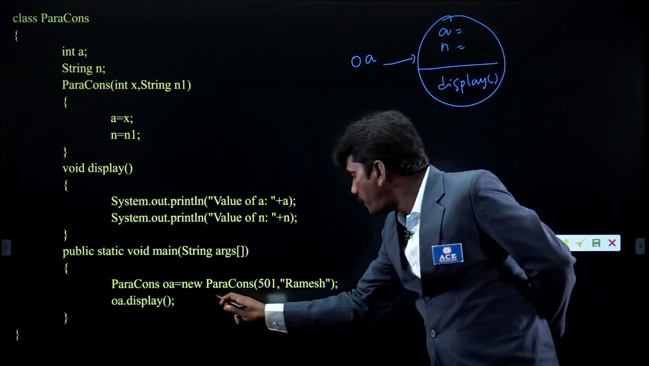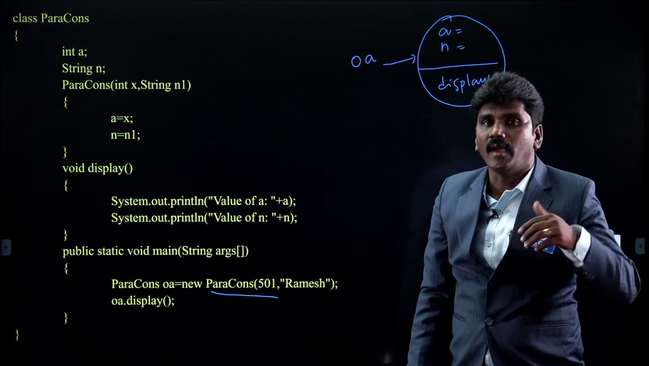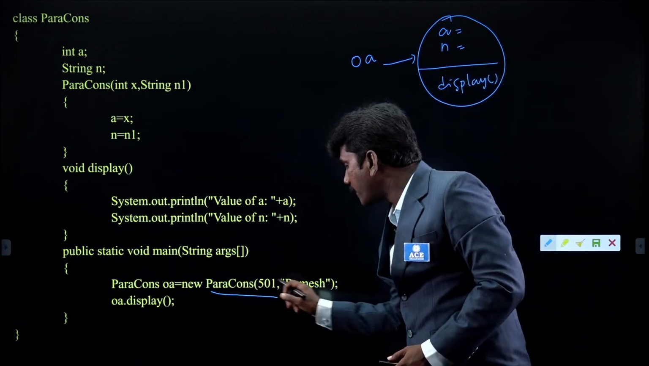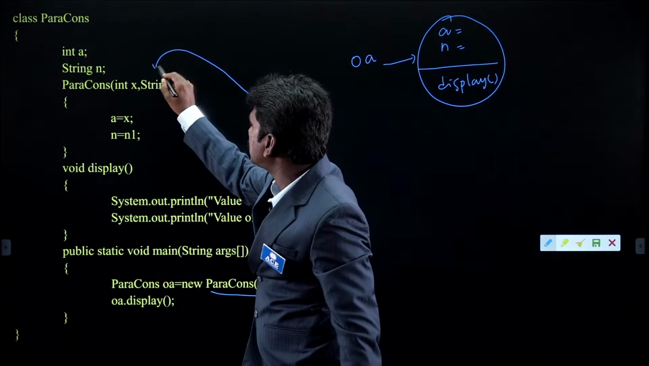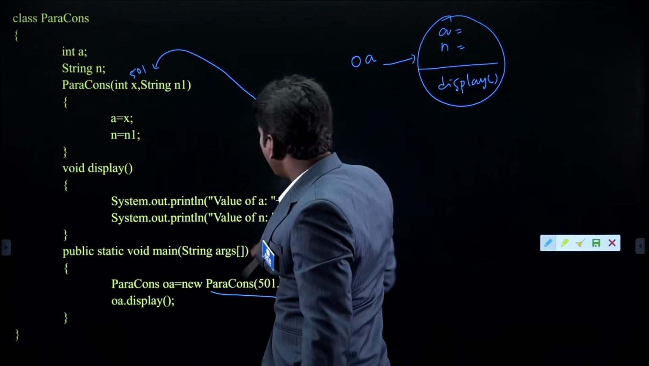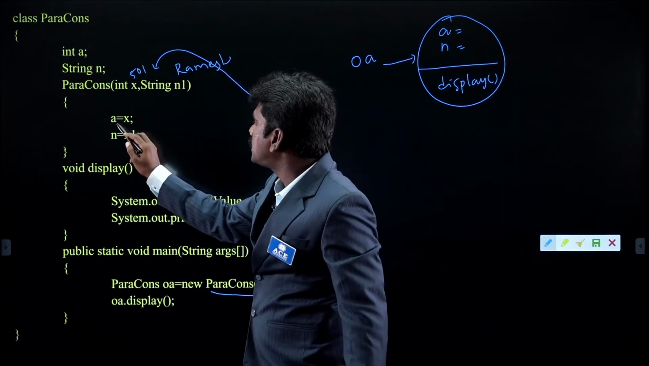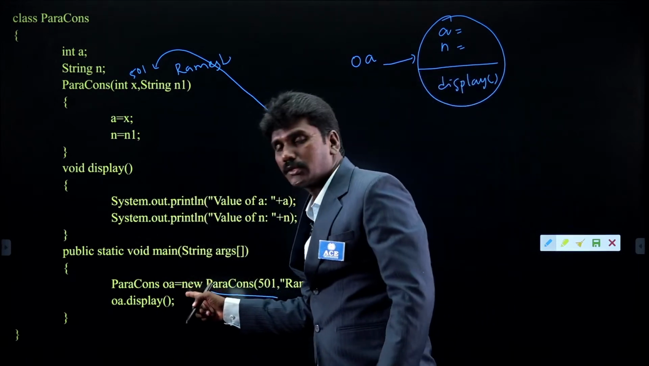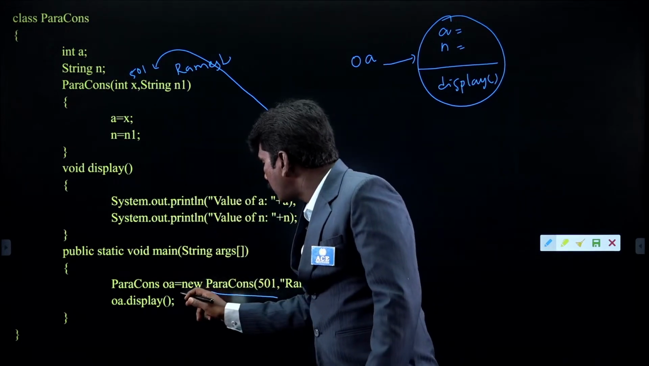Now paracons 501 comma Ramesh means we are having the constructor, and while creation of the object itself, means new paracons, the constructor is going to be executed. Means this x will be substituted with the value 501, and what about this n1? n1 is Ramesh. These two. And this a will be assigned the value 501. Same thing. To which object is it initializing? It is initializing for OA.